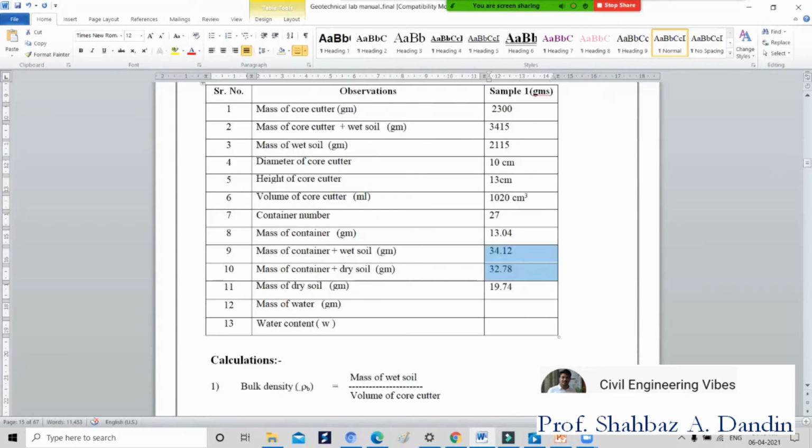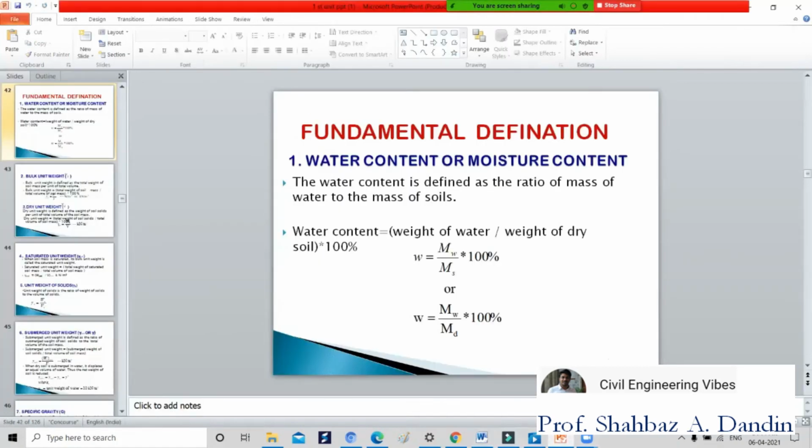Here we go, 34.12 minus 32.78. We'll be writing it as 1.34. Now, water content determination, how we go with it in the basic terminology, we have gone through water content. How do we find it out? Water content is equal to mass of water divided by mass of dry soil.